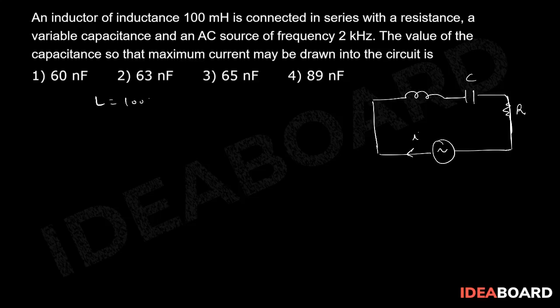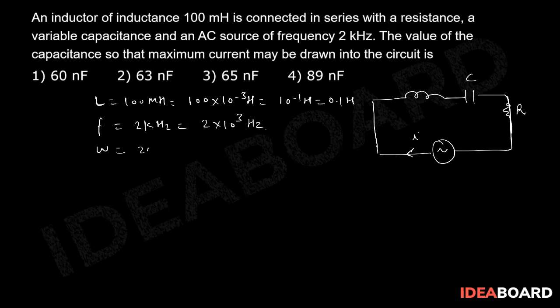Inductance is 100 millihenry. So that is going to be 100 into 10 to the power minus 3 Henry, so 10 to the power minus 1 Henry or 0.1 Henry I can write. One more thing is provided here, the frequency, which is 2 kilohertz, which I can write as 2 into 10 to the power 3 hertz. And also from there I can write omega, which is angular frequency, which is 2 pi f. So 2 pi into 2 into 10 to the power 3. If needed, I can use this. This has to be radian per second, the right units.